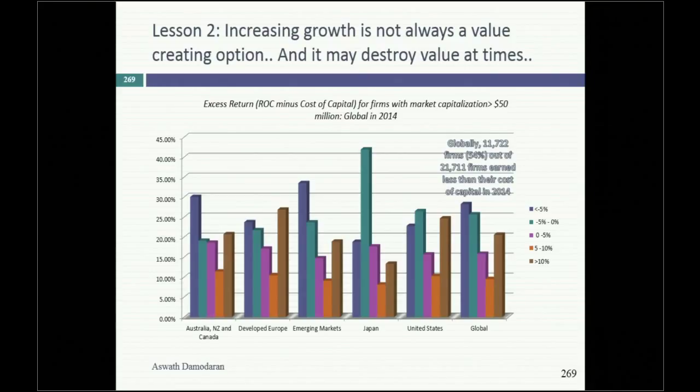Second, don't go for growth is good, because this is something we've kept talking about. Growth can be good, bad, or neutral with mature companies. Growth is more often likely to be bad than good.